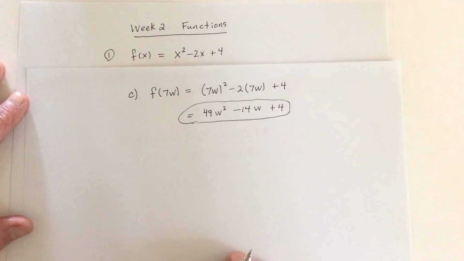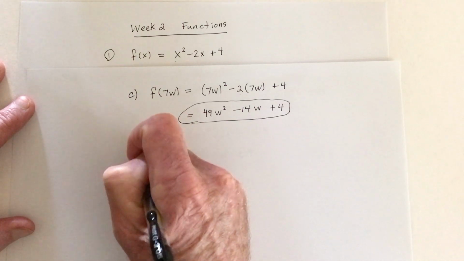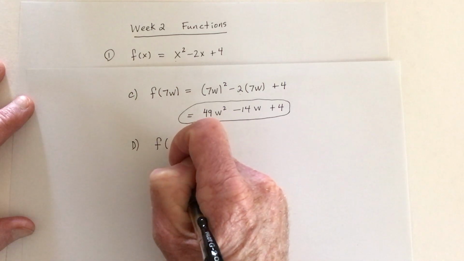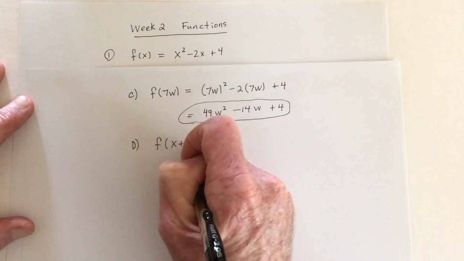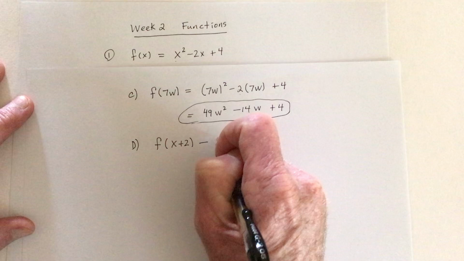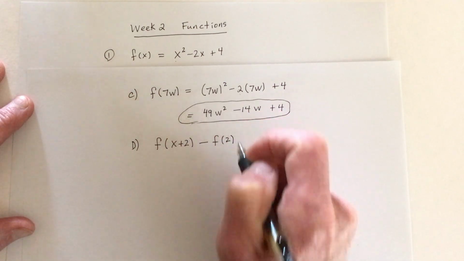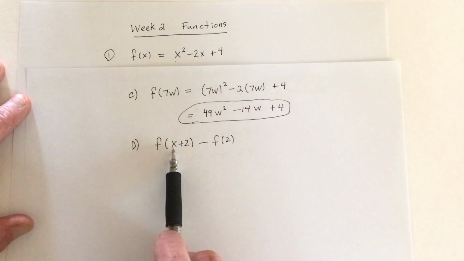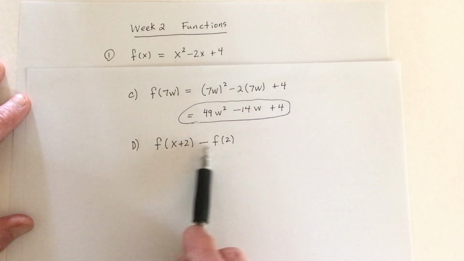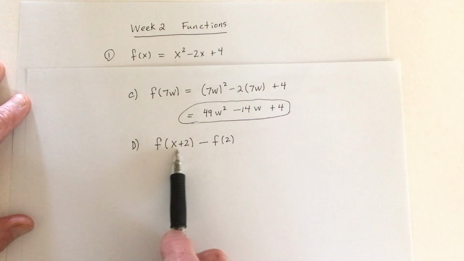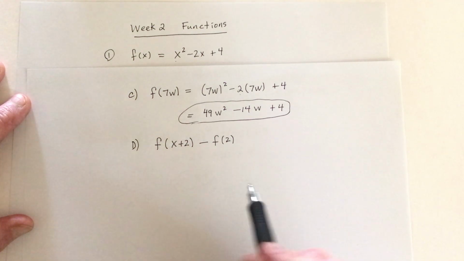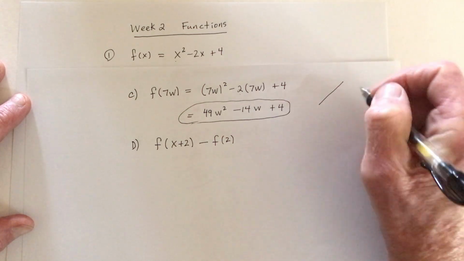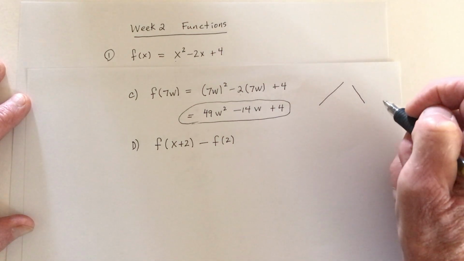Then on to part D. What is f of x plus 2 minus f of 2? And this type of problem we're going to be doing quite a bit because this is the beginning of finding the slope. And slope is extremely important because slope not only tells you, for example, if a line is going up, it has positive slope. If a line's going down, it has negative slope.